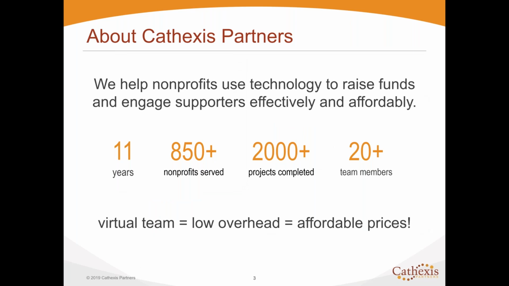A little bit more about Cathexis Partners. I started the company coming up on 11 years ago now, where we've supported, in that time, over 850 different nonprofits with thousands of projects. And our team consists of over 20 folks across the U.S. We're a virtual organization, fancy way of saying we all work from our home offices. But it's a nice, effective, affordable way to support our clients in their technology needs in the nonprofit space.